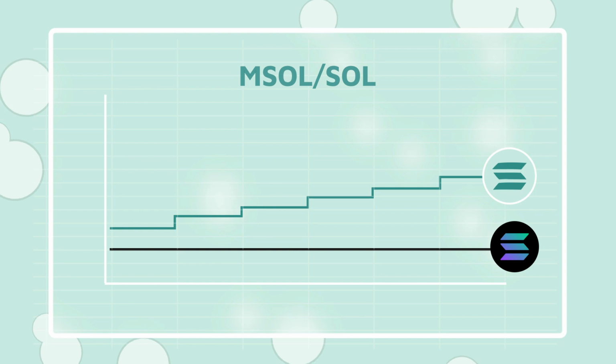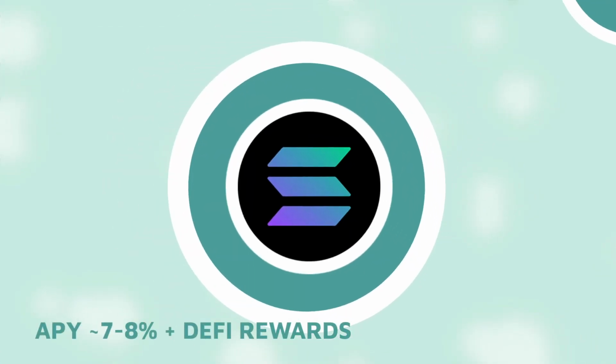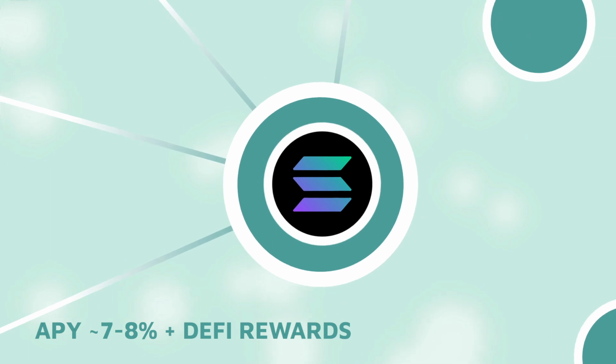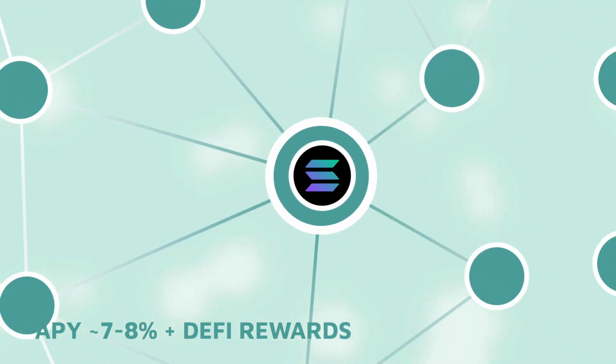mSOL is a rewards-bearing token, so your staking rewards are distributed straight into the price of mSOL. The price of mSOL increases relative to SOL price each epoch. And through Marinade, your SOL stake is distributed automatically across a wide network of validators. This improves decentralization and reduces your stake performance exposure to any single validator.